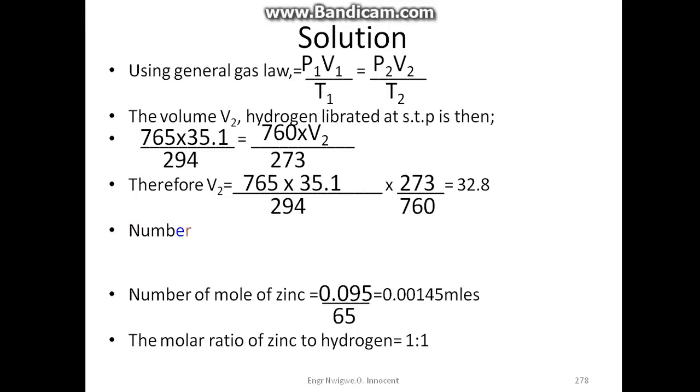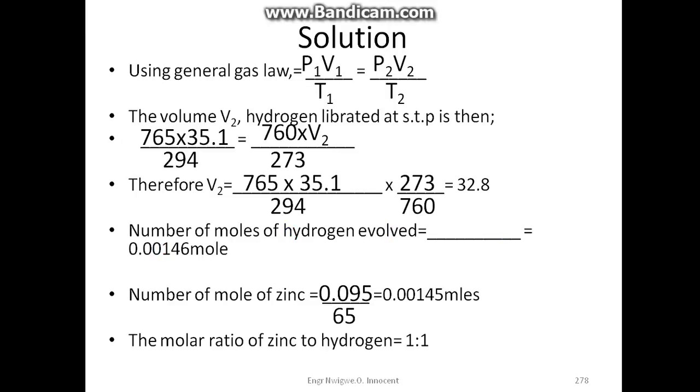Number of moles of hydrogen evolved will now be 32.8 divided by 22.4 times 10 raised to power 3, which will now give us 0.00146 moles. Number of moles of zinc will now be equal to 0.095 divided by 65, which will give us 0.00145 moles. The molar ratio of zinc to hydrogen is now 1:1.